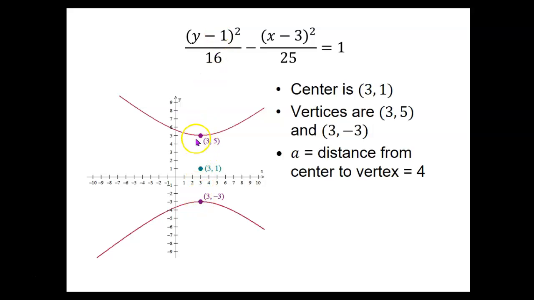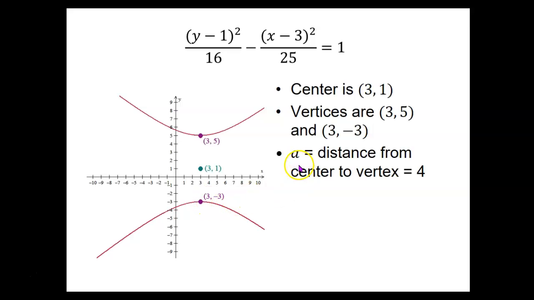The vertices, so those are like the turning points on the two branches, the points on each branch that are closest to the center point. So one of them is up here at 3, 5, and the other one is down here at 3, negative 3. So they are 4 spaces above and 4 spaces below the center.